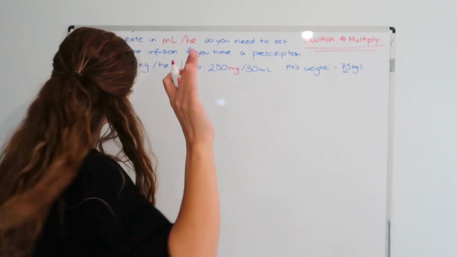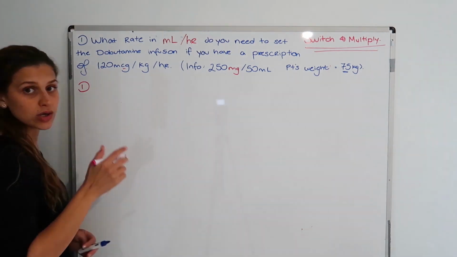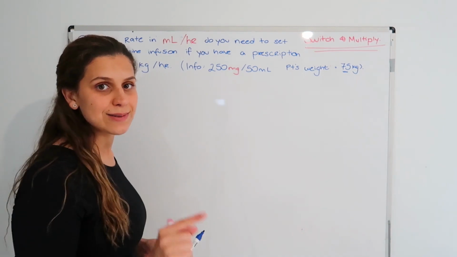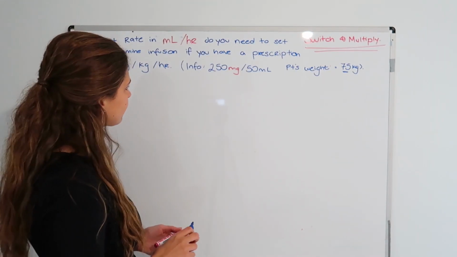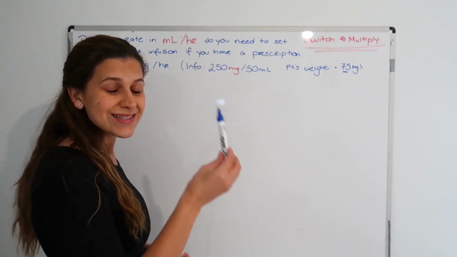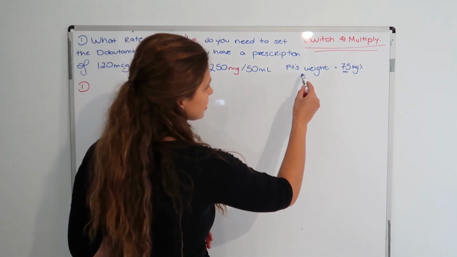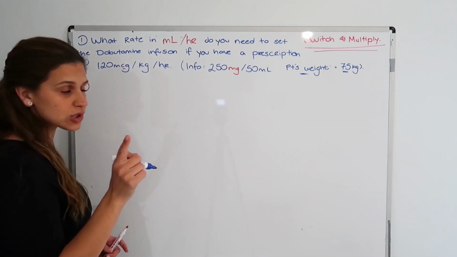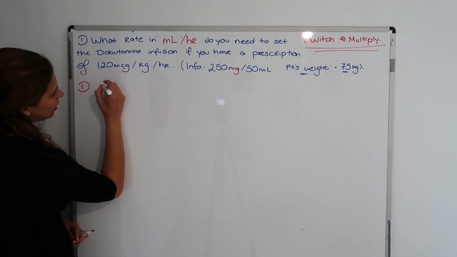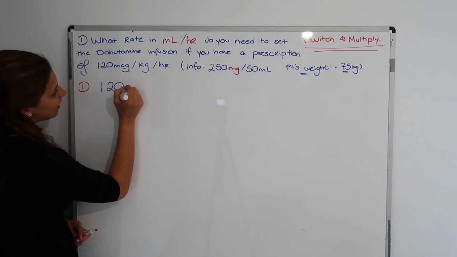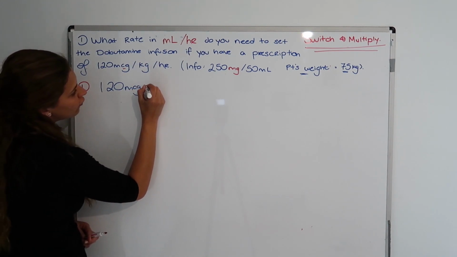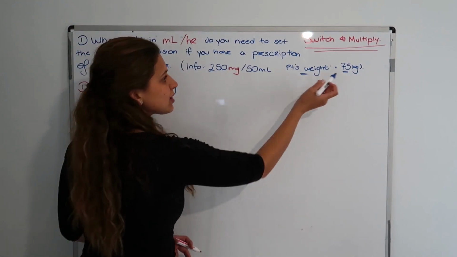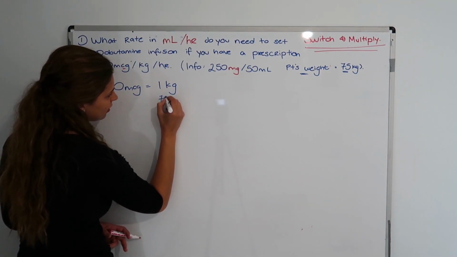So don't stress, okay? This is why I'm here. We're gonna do this in 3 simple steps. Very, very easy, all using the switch and multiply method. So let's start. First, always start with the weight. This is the first thing that you have to start with, okay? Weight, weight, weight. So we know that we will give our patient 120 micrograms for every kilo that he has. And our patient weighs 75 kilos.